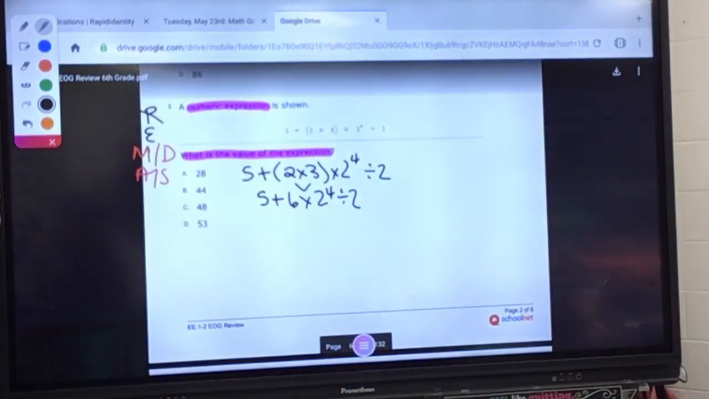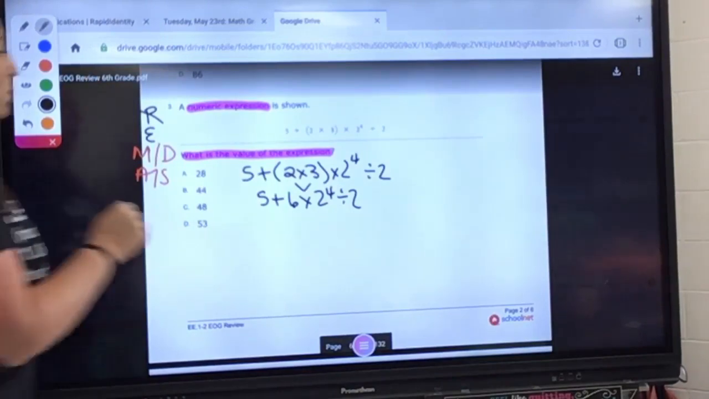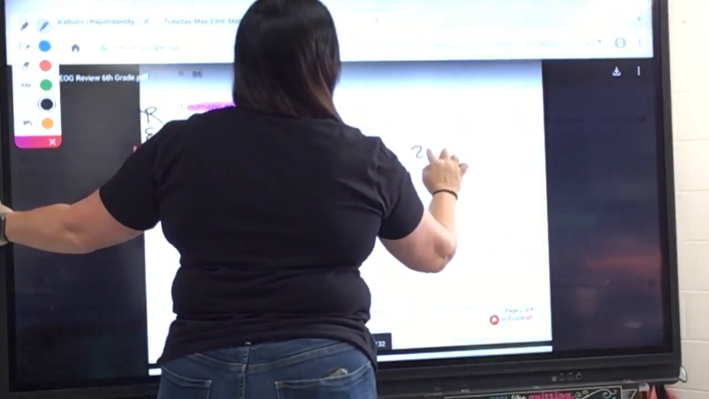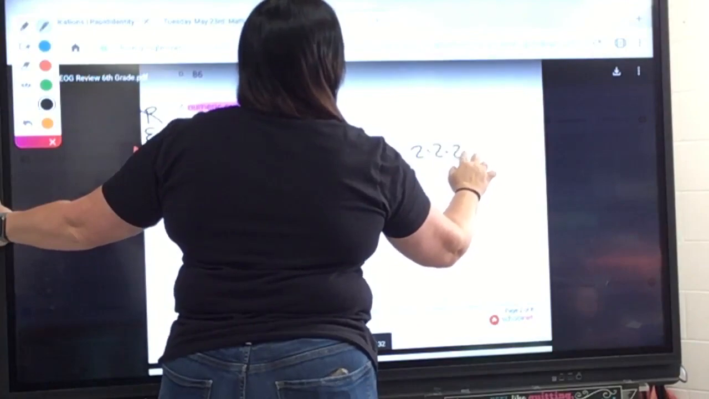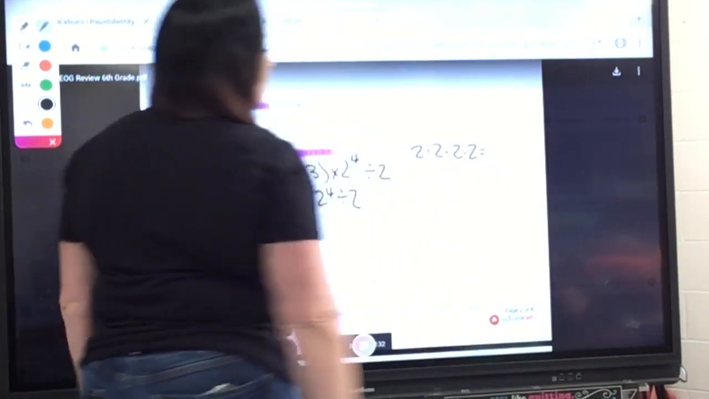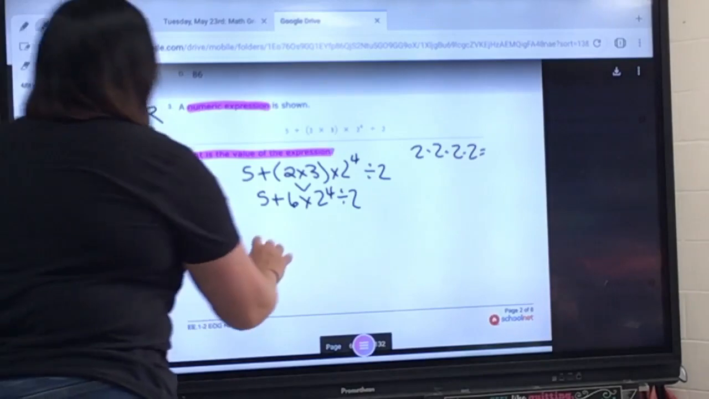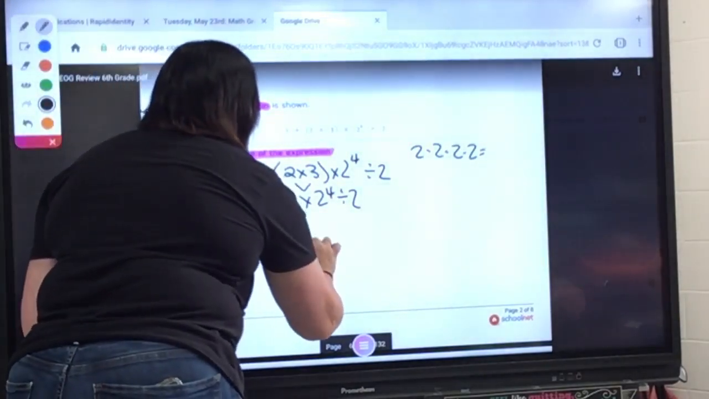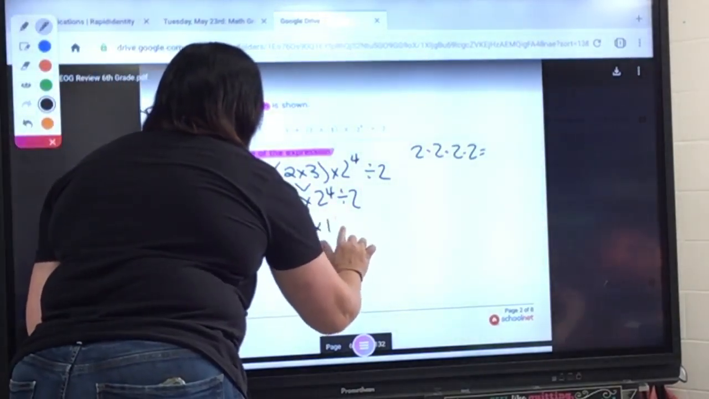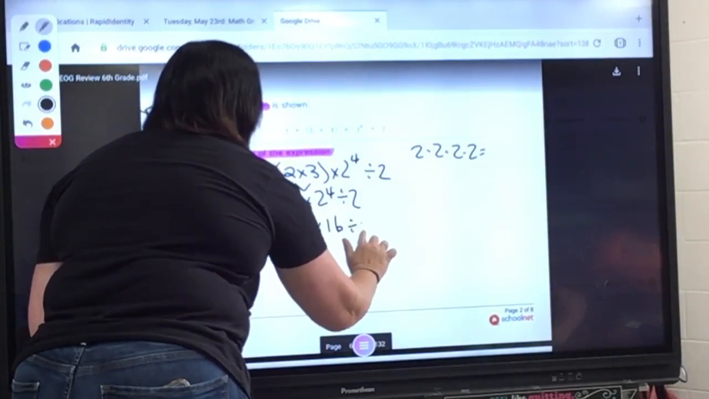All right, so I'm going to solve my parentheses, bring everything down. All right, what am I looking for next? Delilah? Exponent. Do I have exponents? Yes, I do. So I have 2 to the 4th power, so that's 2 times 2 times 2 times 2. Do not tell me this equals 8. What is 2 times 2 times 2 times 2? 16. All right, so now I have 5 plus 6 times 16 divided by 2.